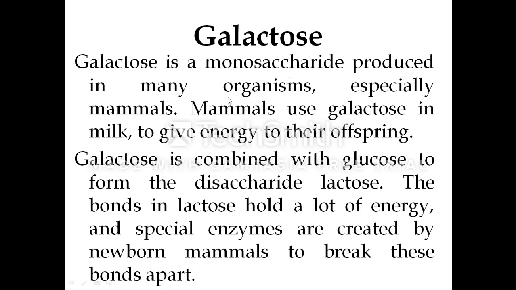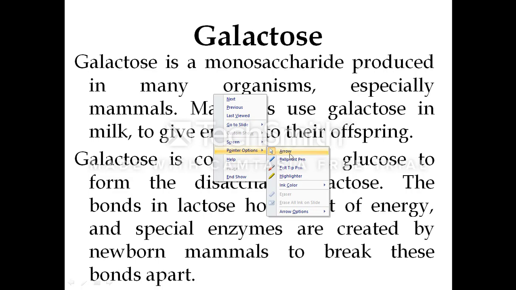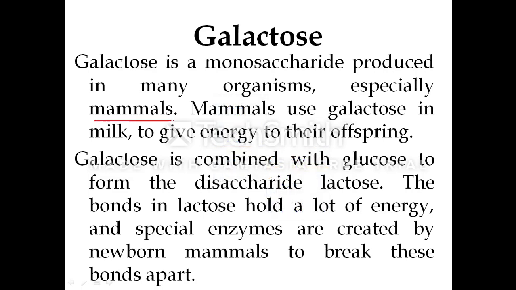Galactose is a monosaccharide produced in many organisms, especially mammals. Mammals use this galactose in milk to give energy to their offspring. Galactose is an important component of the milk sugar called lactose. This lactose is formed by the combination of galactose with glucose.